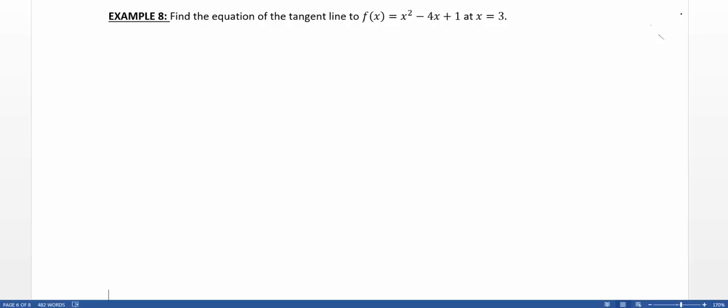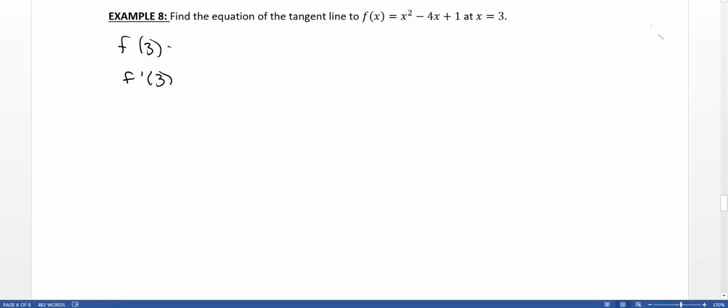Well, the point at x equals 3 is the one point that's shared by both the tangent line and the function. So in order to figure out this problem, we need two things to put together the equation of the tangent line. We need f of 3 and we need f prime of 3. f of 3 is going to give us the point that's shared between the tangent line and the function.